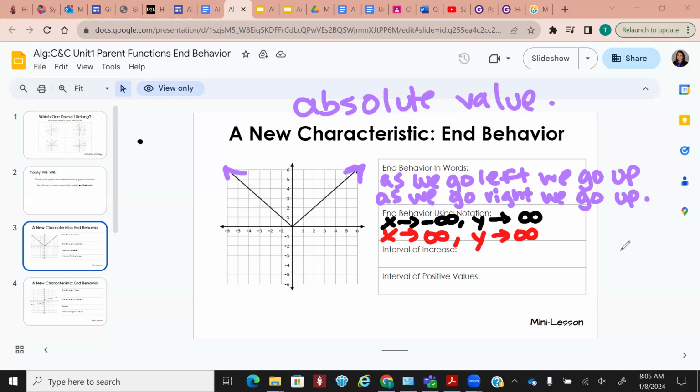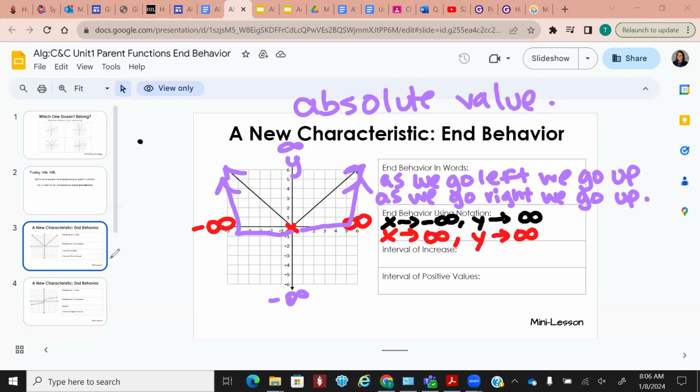For my people who are more visual learners, remember our x is on this x-axis. My negative infinity is over here. Positive infinity is over here. For my y, this is my y-axis. Positive infinity is up here. Negative infinity is down here. So when we say as we move to the left, we go up, that's what it's talking about. As we move to the right, we go up. Okay on that? Again, that notation sometimes trips people up.